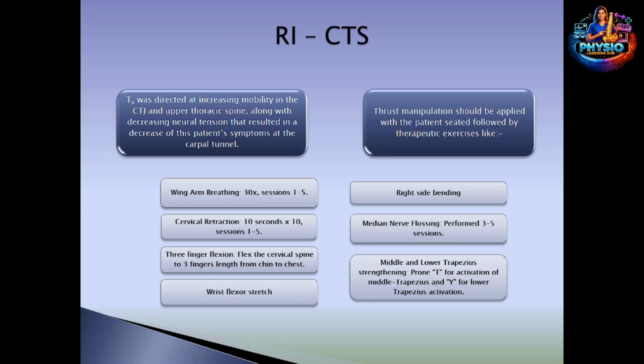Thrust manipulation should be applied with the patient seated, followed by therapeutic exercises like winged breathing 30 times, sessions 1 to 5; cervical retraction 10 seconds, 10 times, sessions 1 to 5; 3-finger flexion, flexing the cervical spine to 3 fingers length from chin to chest; wrist flexor stretch; side bending; median nerve flossing, performed in 3 to 5 sessions; and middle and lower trapezius strengthening, with prone T for activation of the middle trapezius and Y for lower trapezius activation.